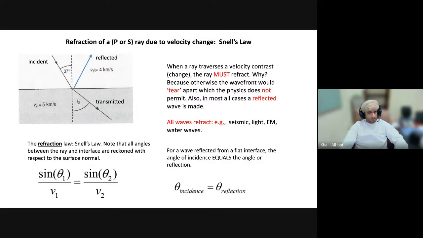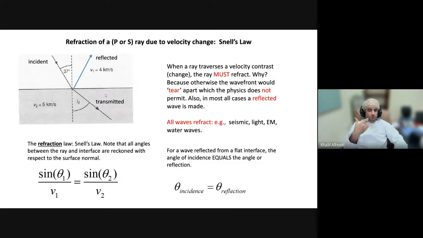If the velocity of the upper layer is lower than the velocity of the lower layer, it will be deflected away from the normal. However, if the velocity of the upper layer is higher than the velocity of the second, deeper layer, it will be deflected toward the normal. So theta two is going to be smaller than theta one. That's a refraction, that's a transmission.